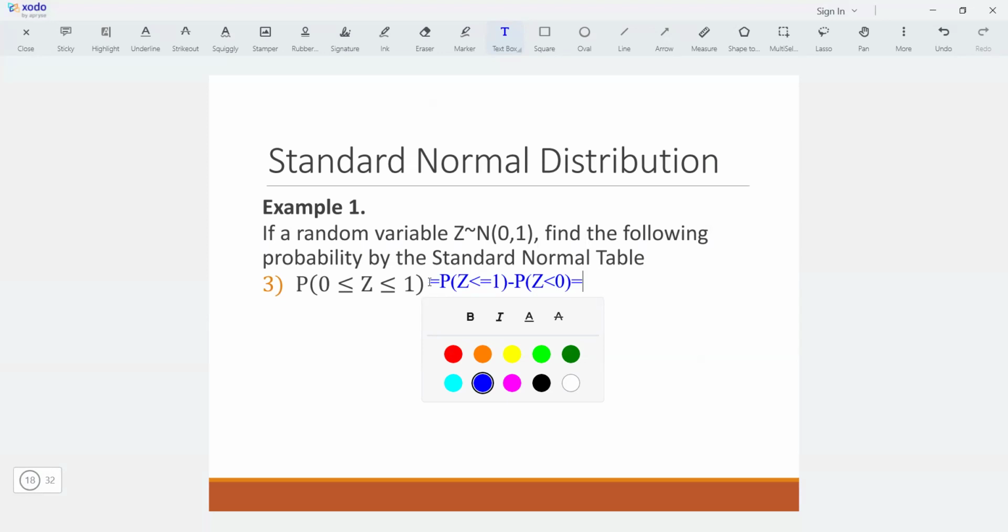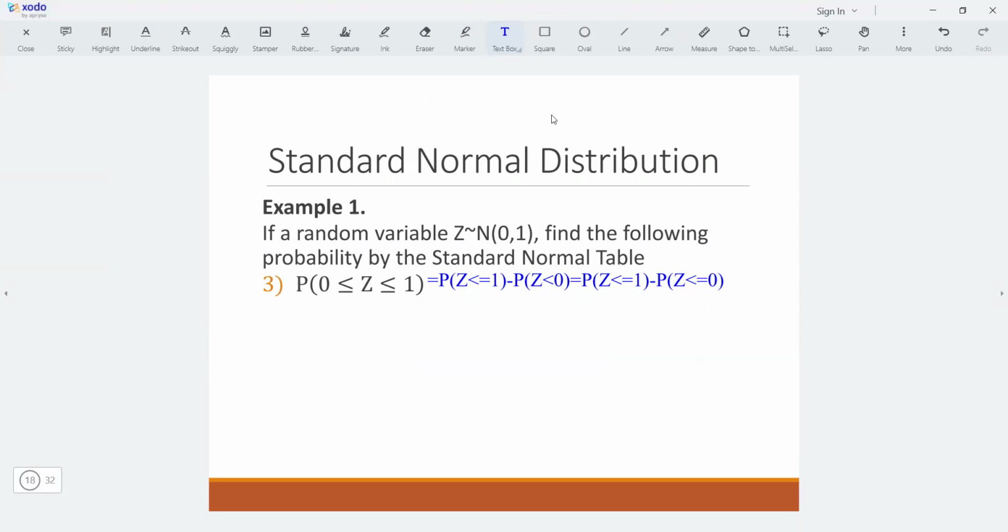And also, for a continuous random variable, as we said previously, the probability that the random variable is smaller or equal to a specific number and the probability that it is smaller than a specific number are exactly the same. That's why in the previous equation, we can rewrite this as the probability z smaller or equal to 1 minus z smaller or equal to 0. So now there are two probabilities we can find using the table.